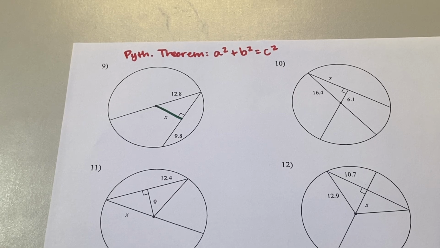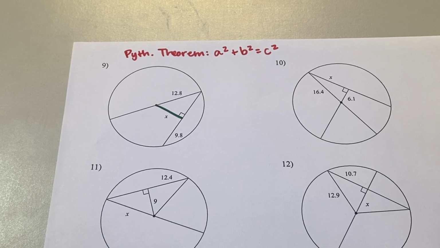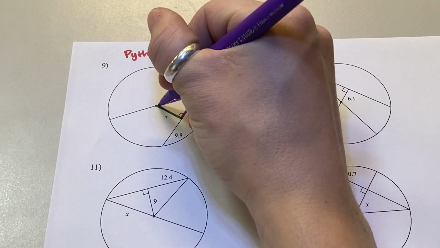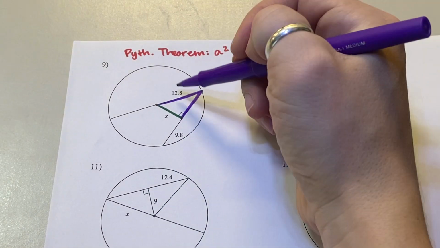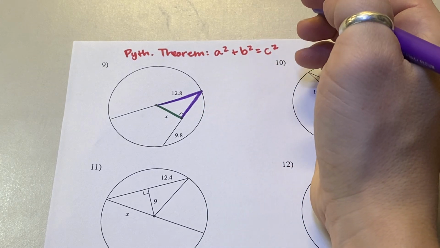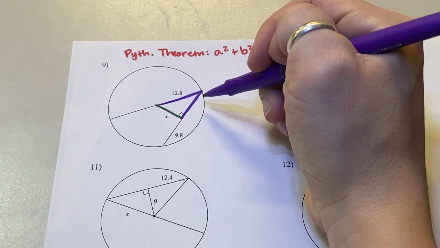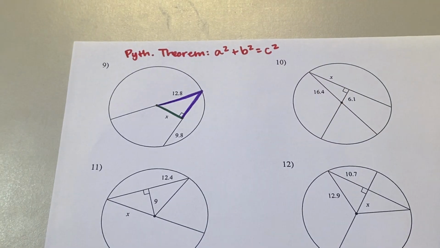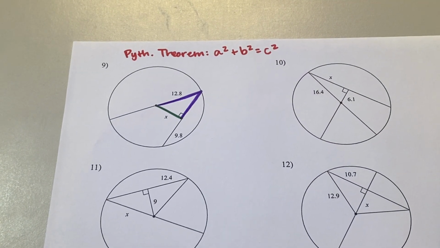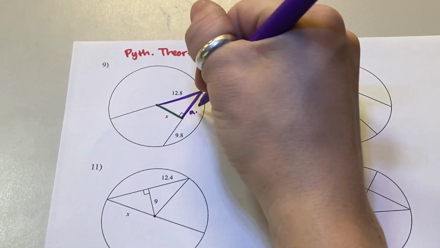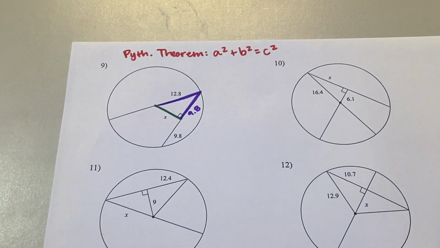Do we know two sides of this triangle though? I'm just looking at this triangle right here, including that green side. Yes, we do. I know that 12.8, but what is this side? 9.8. Beautiful. So that's where that idea that we just talked about is that these are equal to each other. Well, if that's 9.8, we know that's also 9.8.